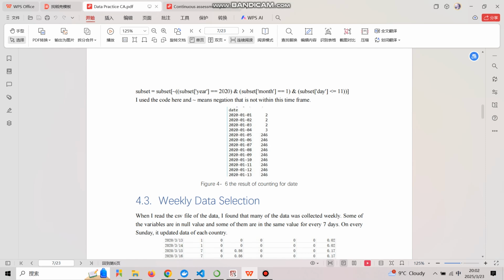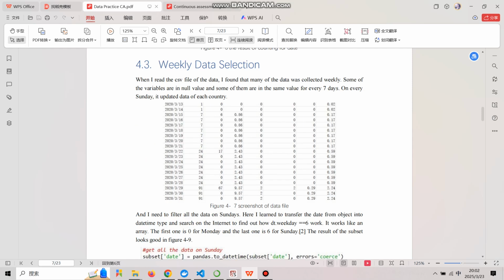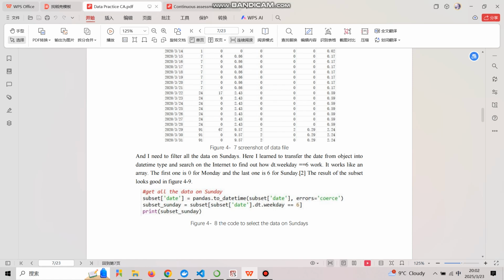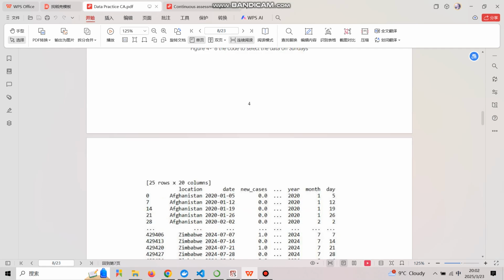When I calculated the frequency of the data, it showed that most of the datasets were uploaded and updated every 7 days. So I chose all the data from every 7 days, and most of them were uploaded on Sunday, so I chose all the Sundays. The code I used to select the data on Sunday converts it to a date type and chooses weekday equals 6, where 6 means Sunday and 0 means Monday.